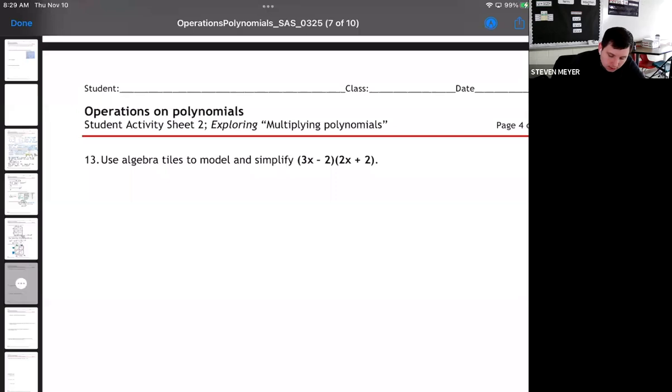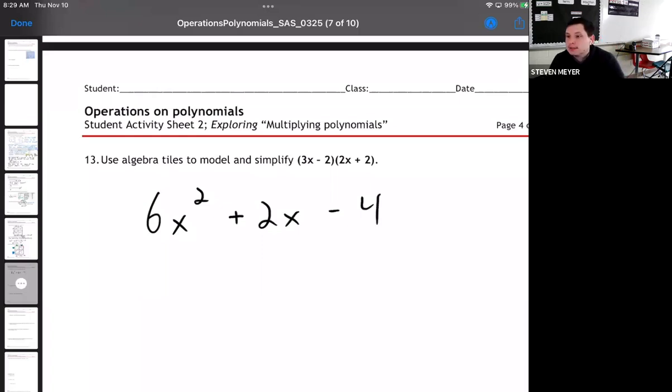So in here, we'll write 6x squared plus 2x minus 4. The 2 x's were positive, that's why it's plus 2x, and the 4 negative 1s were all negative, so that's why it's minus 4.